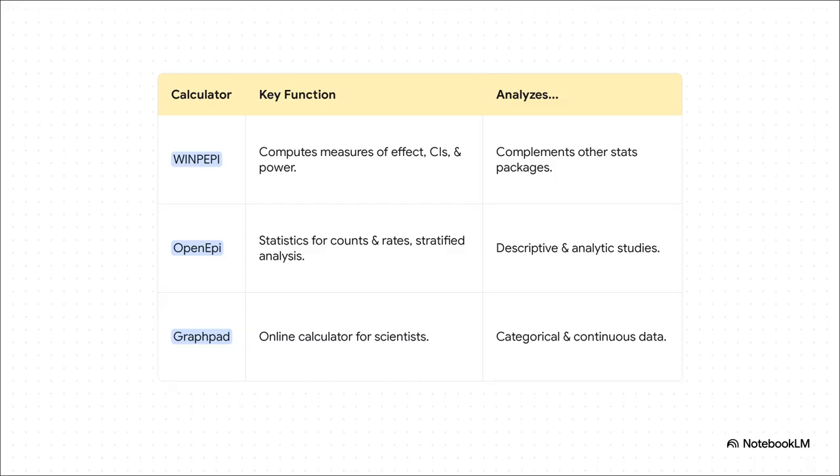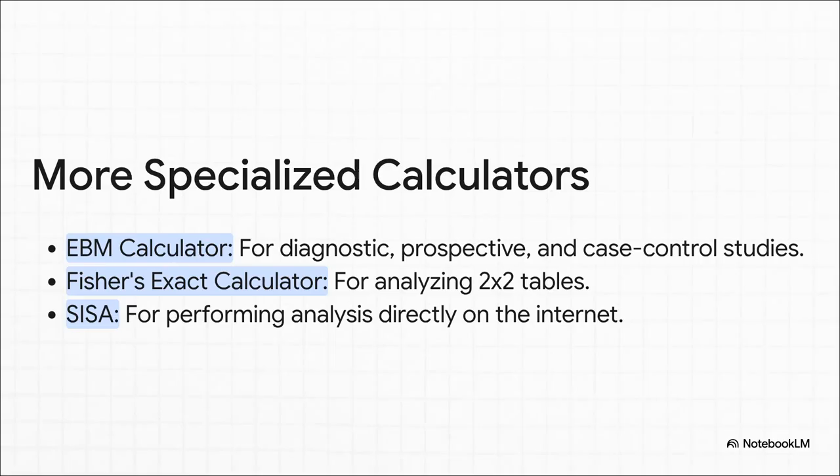WinPepi is perfect for doing quick spot checks. OpenEpi is a real workhorse, especially for what's called stratified analysis. That's just a fancy way of saying you can split your data into different groups, like by age or by gender, to see if a trend is true for everyone. And GraphPad is this awesome, versatile online tool that can handle pretty much any kind of data you throw at it.